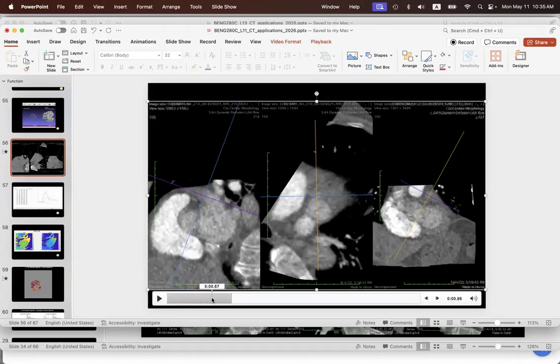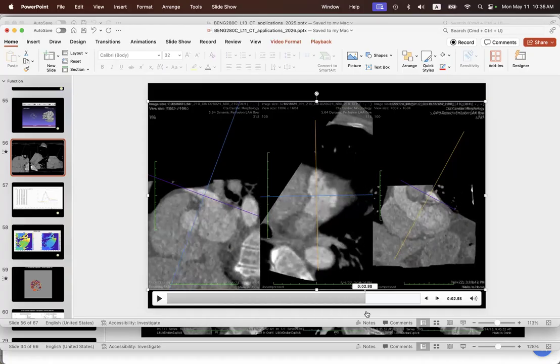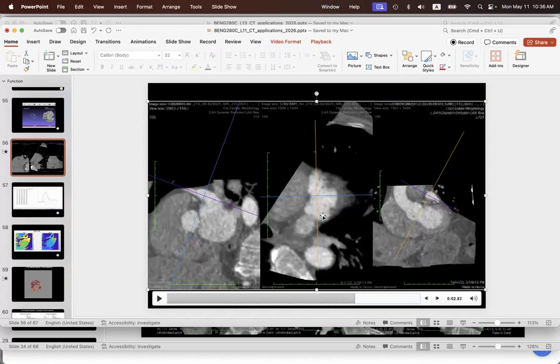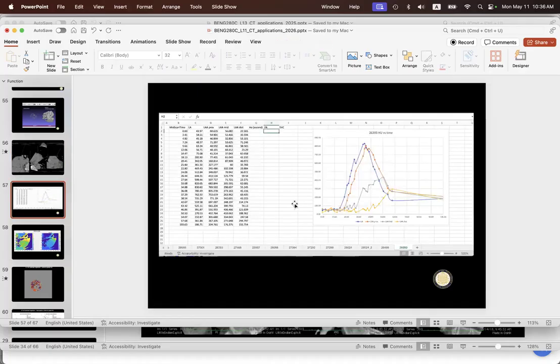So if we go back to the picture, okay, this is proximal, mid, and distal left atrial appendage. So we've broken it up into three locations, right? We ask, is the flow any different in those three locations? Proximal, mid, and distal. Proximal is orange, mid is this, and distal is this. This is time, this is Hounsfield units.